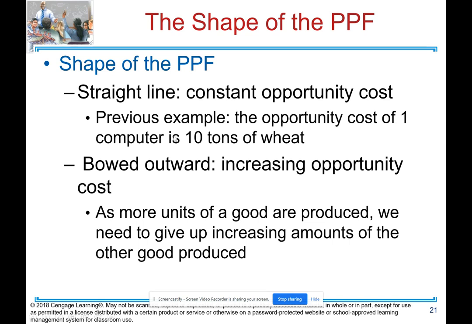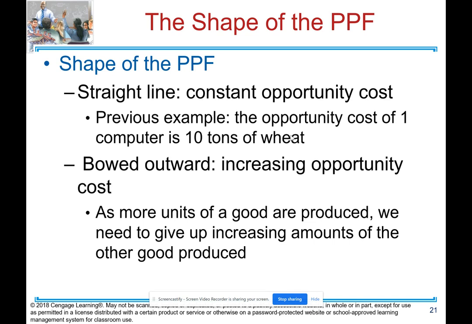The shape of the production possibilities frontier. A straight line means constant opportunity cost. The slope of a straight line is a constant. That is the example that we have seen. The opportunity cost of one computer is 10 tons of wheat. But that is not the reality. That was simplified to introduce the concept.